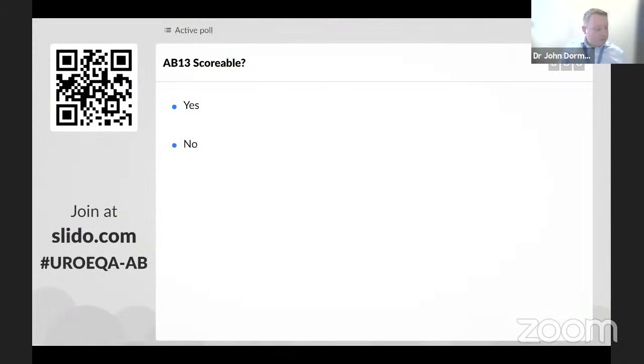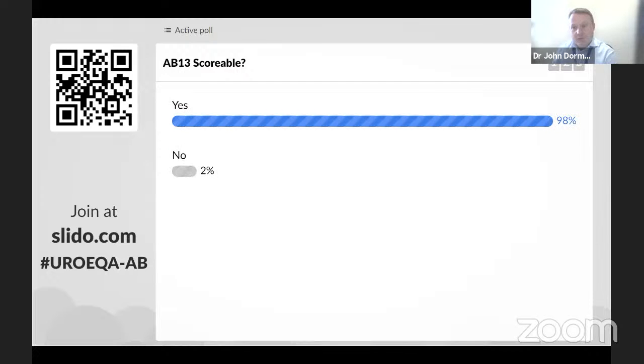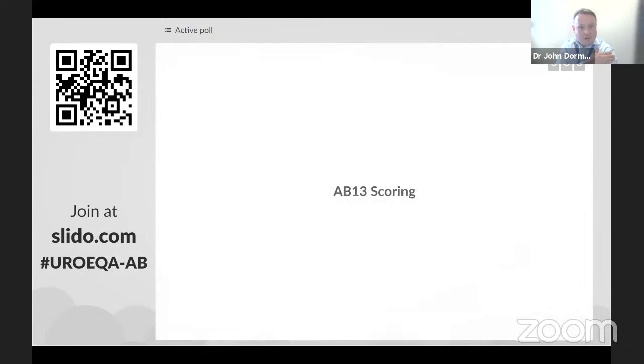So if you would vote. Okay, and we're up to over 120. So 98% of people agreed that we could score this case. So we will go on to score it. And again, it's 0.5, the highest number, because we've got the Gleason grading supplementary question. Just wait for a couple more votes.